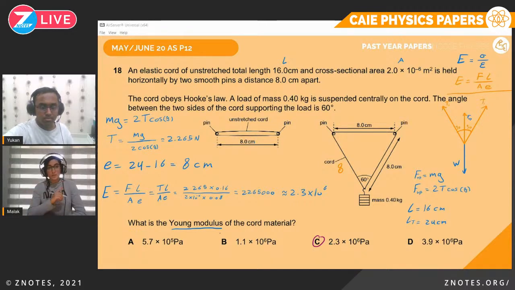Now, one more thing you need to make sure that you do correctly. Since they made the area in meters, you need to write these two as meters as well. So you plug in all your numbers while making sure that you converted all the units to meters, and you would get the answer 2.3 times 10 to the power 6, which is C. Everything clear? Yep.